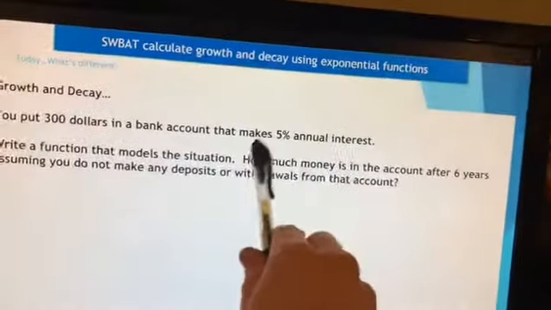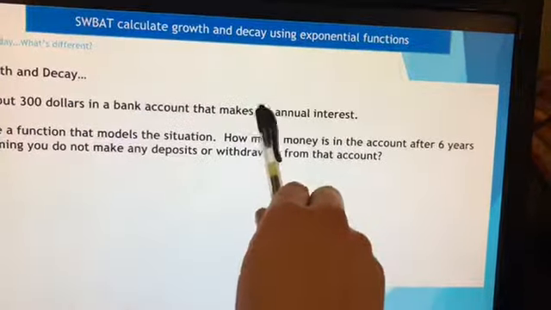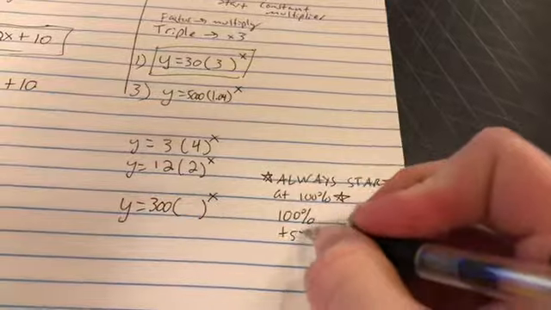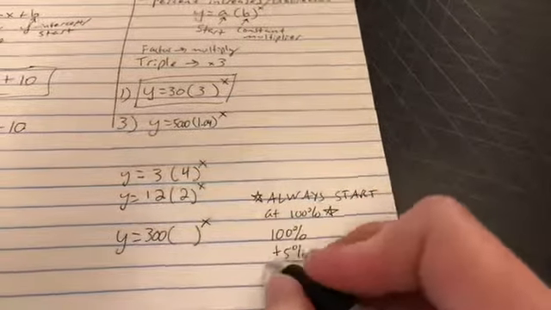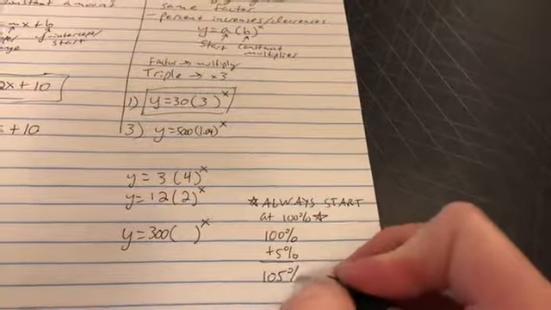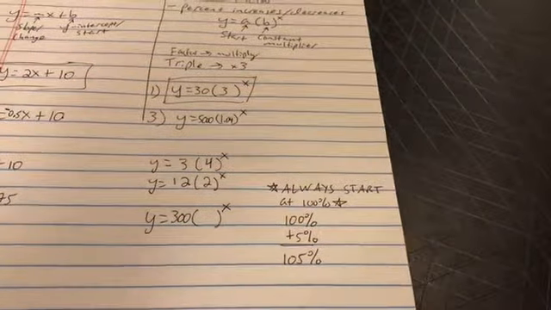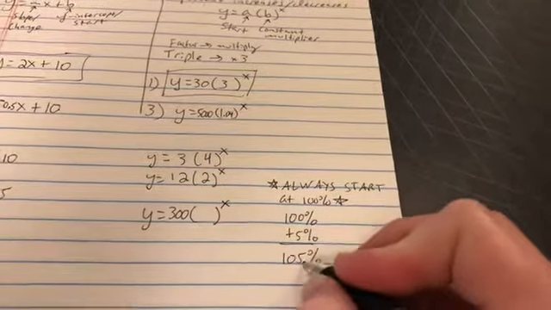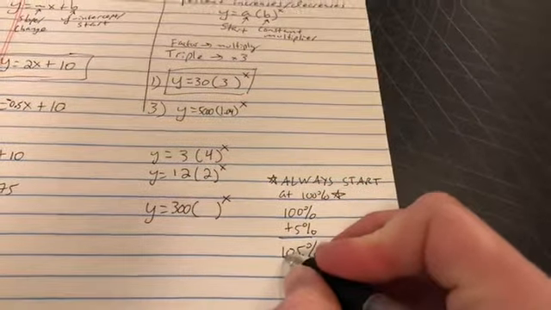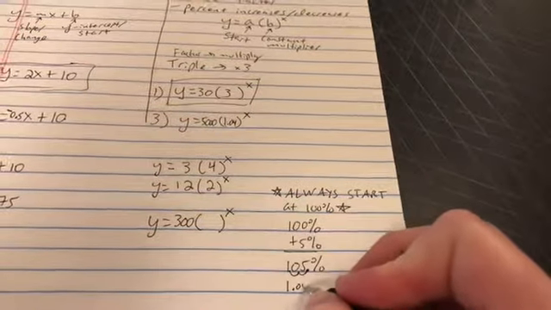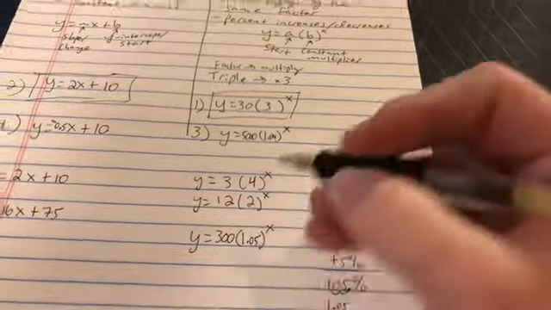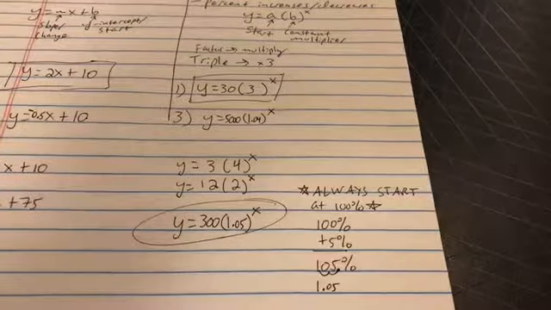Now, if we make 5% annual interest, that means we get the 5%, so we're gaining it. So we always start at 100%. We get the 5% interest every single year, and we end up with 105% at the end of every single year. Now, we need to take this percent and turn it into a decimal. So we will move the decimal over 2 places, or divide by 100, and we get 1.05. And that's the number that actually will go in for your equation.